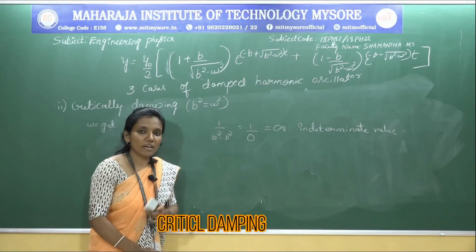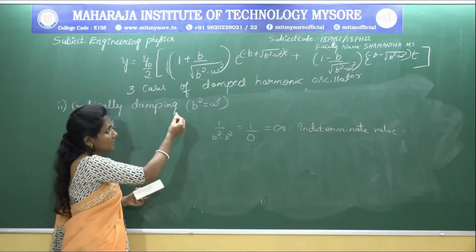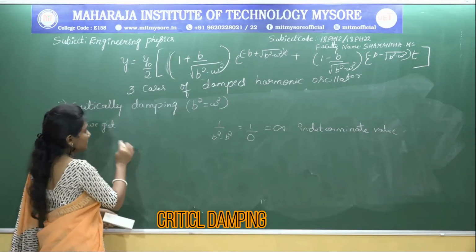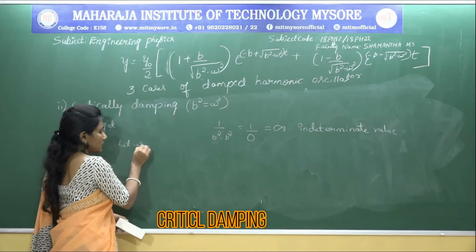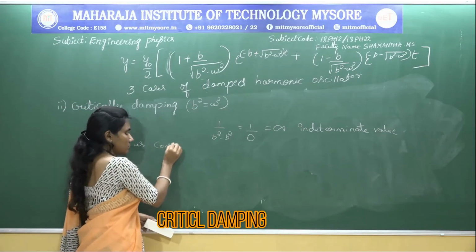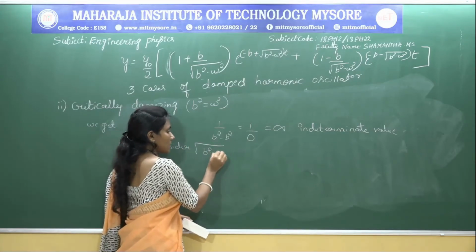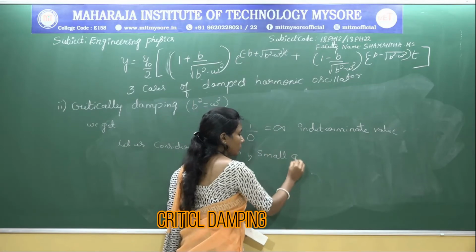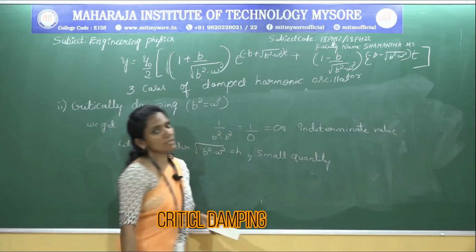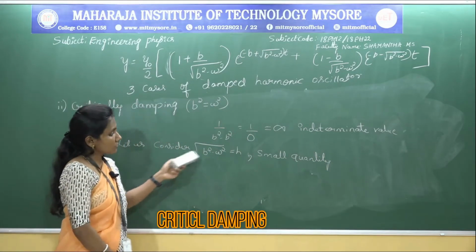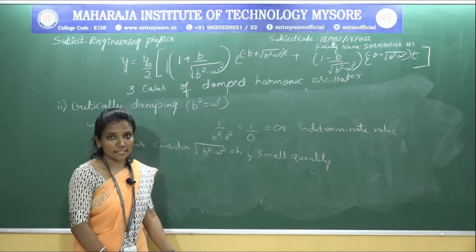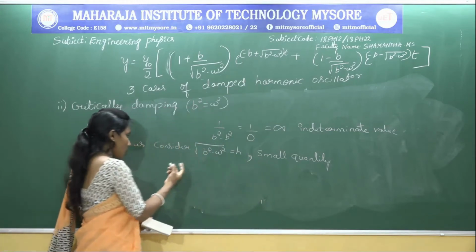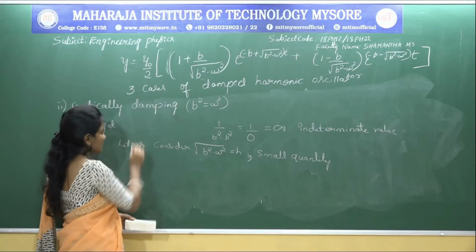In such cases, let us consider that root of b square minus omega square is a small quantity. Let us consider root of b square minus omega square equal to h, a small quantity, to solve the displacement equation for critical damping. Now we substitute h in the above equation.